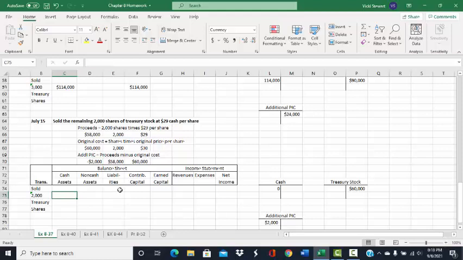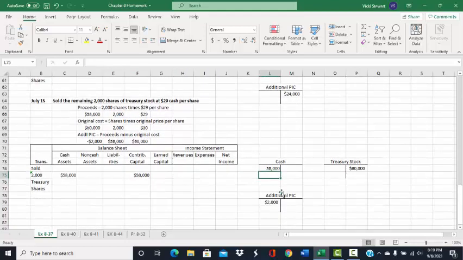On our financial statement effects templates, we would increase cash by $58,000 and we would increase contributed capital by the same amount. On our T accounts, we see that we would have a debit to cash for $58,000, a debit to additional paid-in capital for $2,000, and a credit to treasury stock for $60,000. And that is the completion of the demonstration for exercise 837.